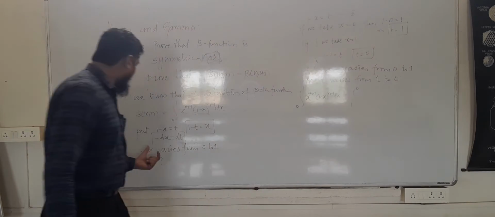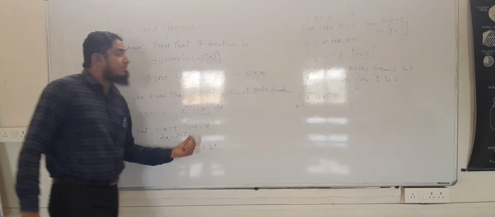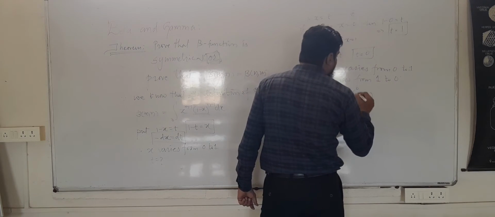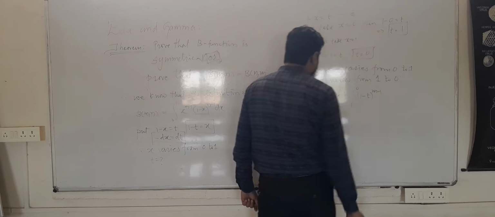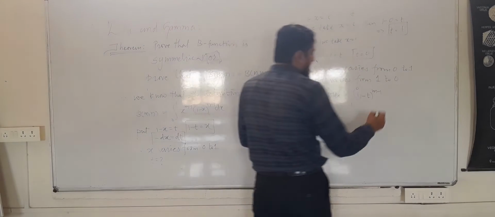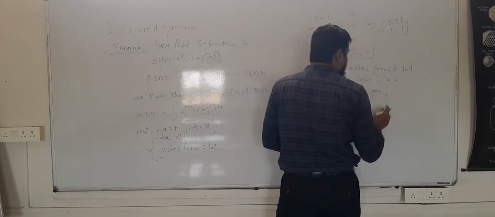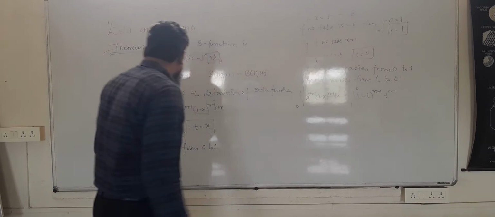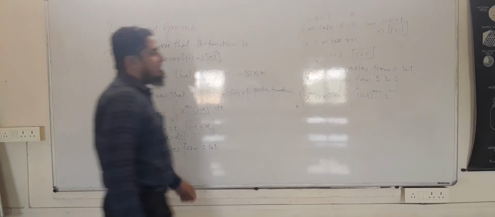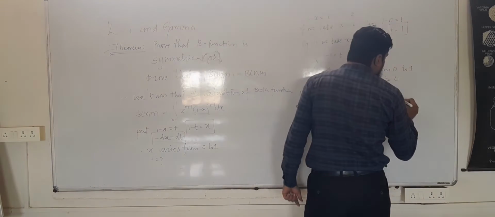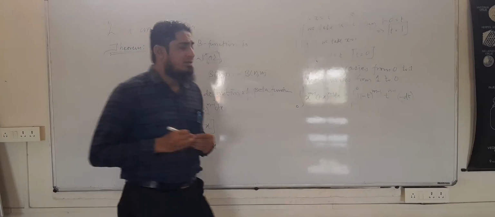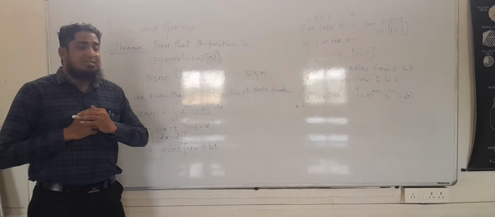What we find about x is x is equal to 1 minus t. So we can write it as 1 minus t raised to m minus 1, and 1 minus x we have taken as t, so t raised to n minus 1, and dx is equal to minus dt. So we can write it as minus dt. We have converted all the variables of x into t.